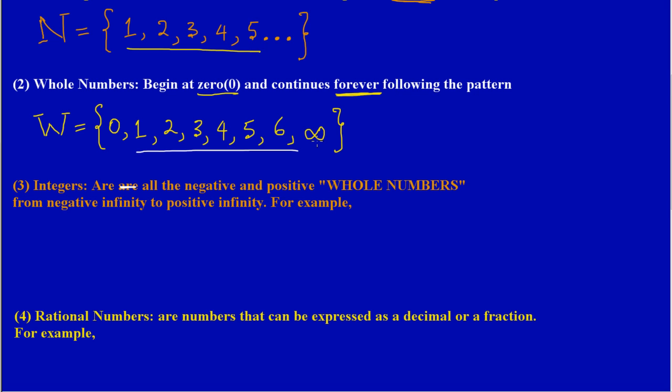Now the set of integers are all the negative and positive whole numbers from negative infinity to positive infinity. For example, and I'll state the capital letter that is used to denote integers, it's a capital Z. So wherever you see this capital Z, it simply means they're speaking about the set of integers.